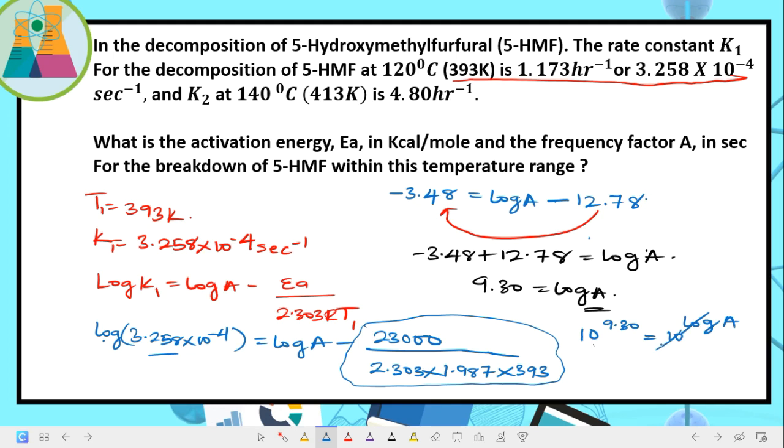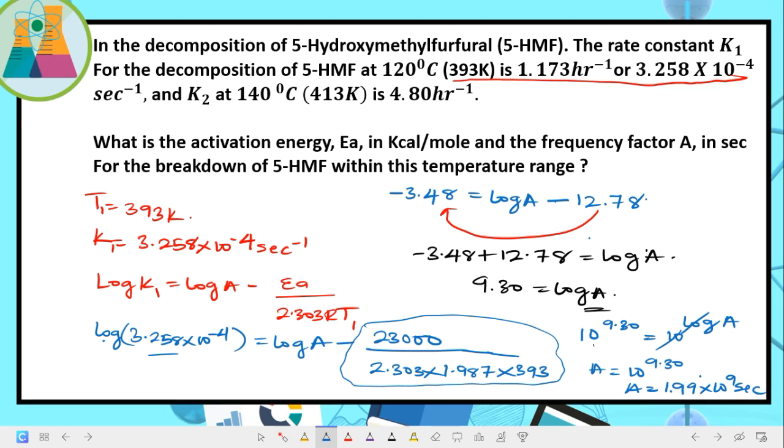Antilog fights against log, so antilog cancels log. We have your A is 10 raised to the power of 9.30. And your A will be equal to 10 raised to the power of 9.30. What will it give to us? It will give us 1.99 times 10 raised to the power of 9 per seconds.